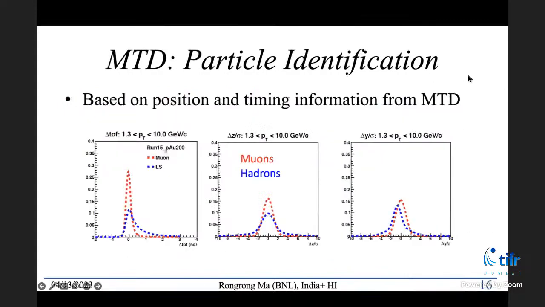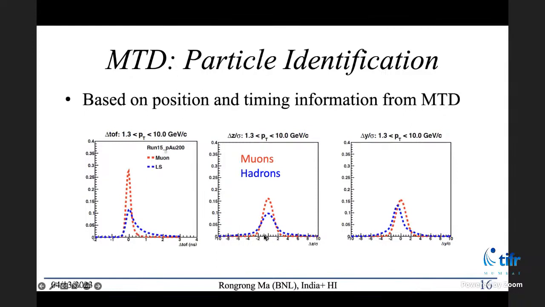Then a bit more about the PID. As I said earlier, we get all the momentum information from the TPC, and we get the PID and the trigger information from the MTD for the muon channel. Again, this is based on the position and timing information from the MTD. On the left-hand side is the flight time of a particle, for a muon shown in red, and for a hadron shown in blue. Here you can see there's a distinct difference. You can cut on, for example, less than 0.5 to select most of the muons while rejecting a large fraction of the hadrons.